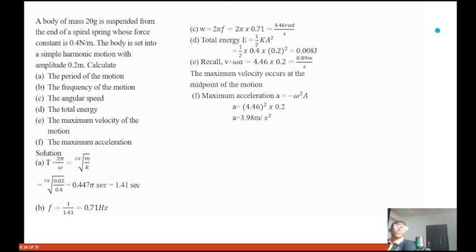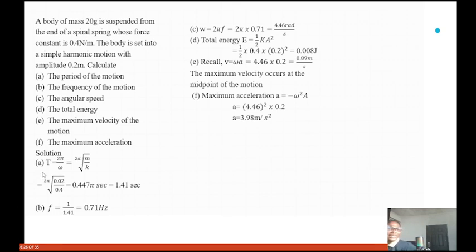A body of mass 20 grams is suspended from the end of a spiral spring whose force constant is 0.4 Newton per meter. That is K, right? The body is set into simple harmonic motion with amplitude 0.2 meter. Then calculate the period of the motion. We already know that, right?